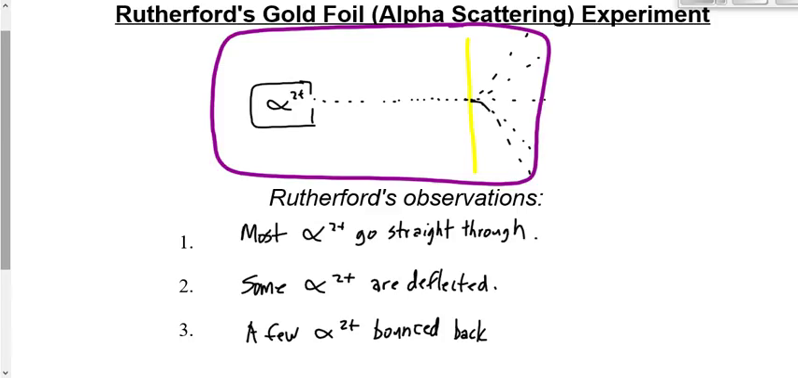If most of those people ended up straight across the football field, if most of the alpha particles ended up going straight through, then what do we know about the composition of the football field or the gold foil? Most of it's got to be empty. Most of the atom is empty space. Just like most of the football field, if 100 people make it across, most of the football field is empty space. There's nothing in the way.